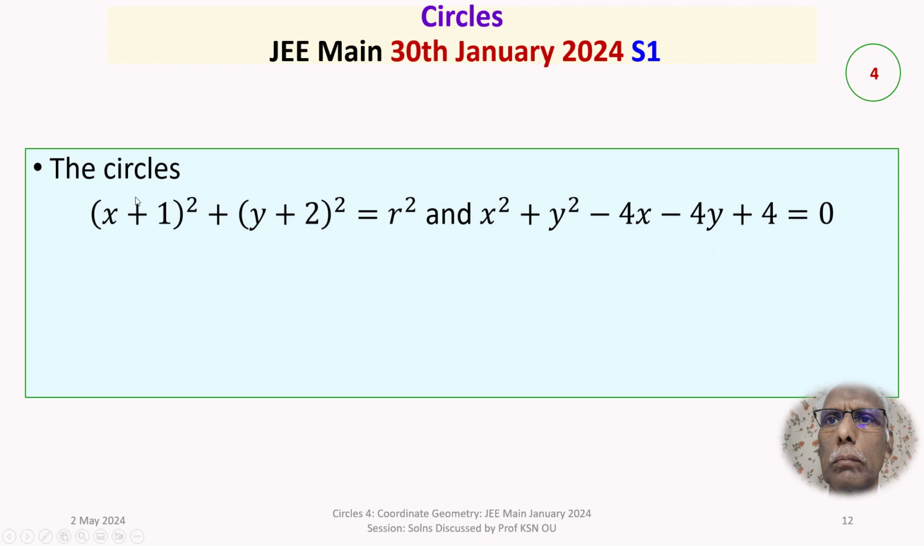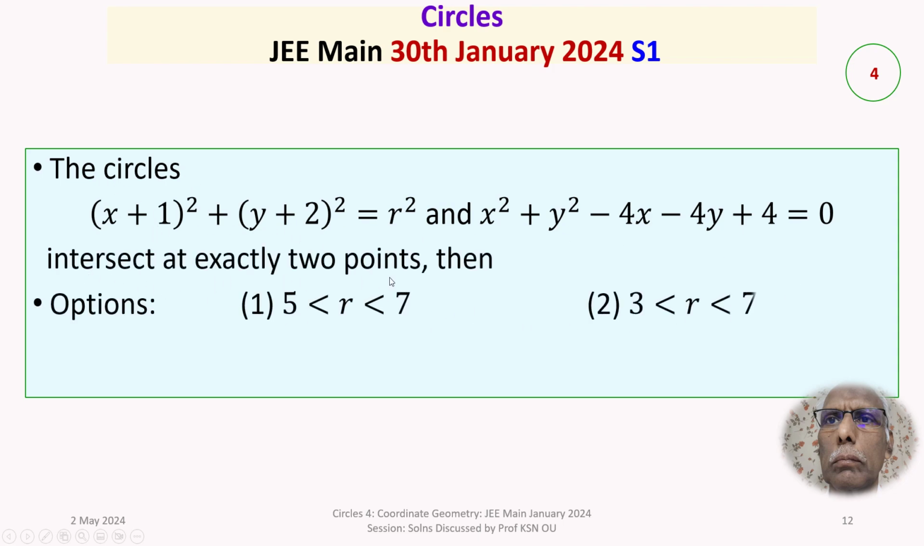That means you are given the equations of two circles, and it is given that these two circles intersect at exactly 2 points. Then r will lie between two numbers. And what are those numbers? So r lies properly in between what numbers? Those are the 4 options given to you.